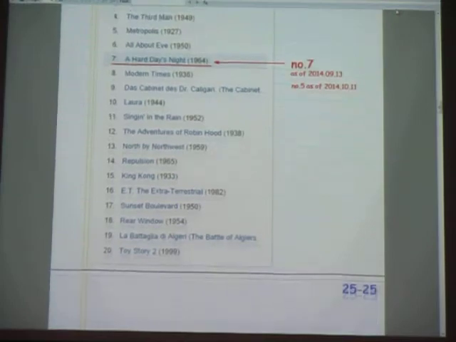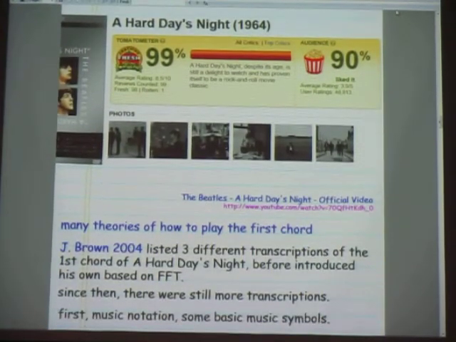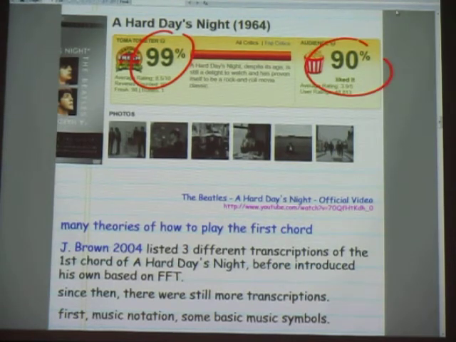Okay, and this is a screenshot from Rotten Tomatoes. You see the tomato meter, 99%, and this is the rating from the audience. This is probably the rating from the movie critics here.